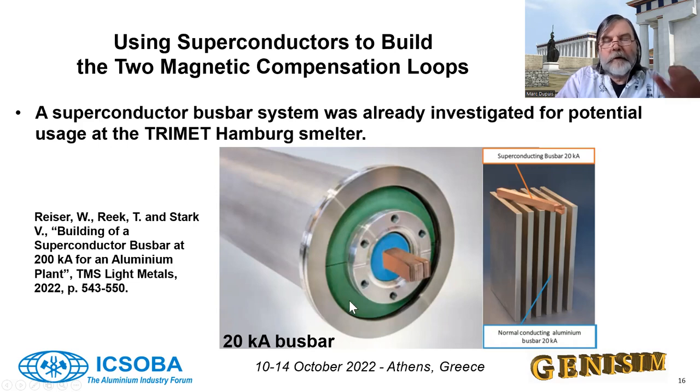You're running some cooling system to maintain the superconductor at 70 Kelvin, and then you can carry this 20 kiloamps with essentially no resistance, or very, very little. So this was presented in this paper, this CRTMS. So I'm just speculating. Okay, let's use this.